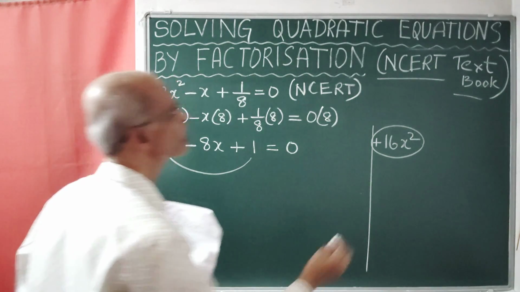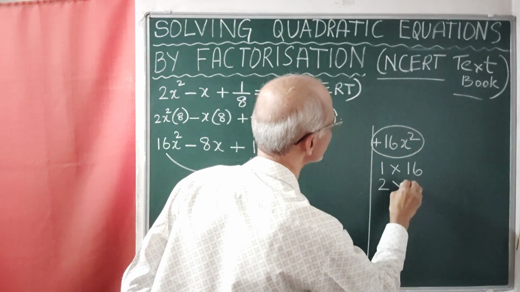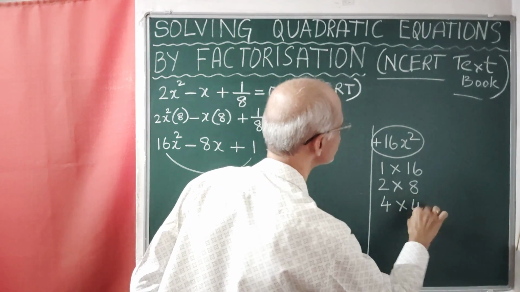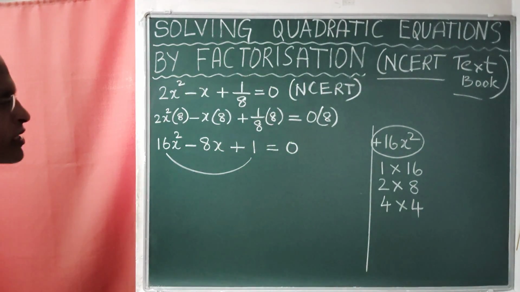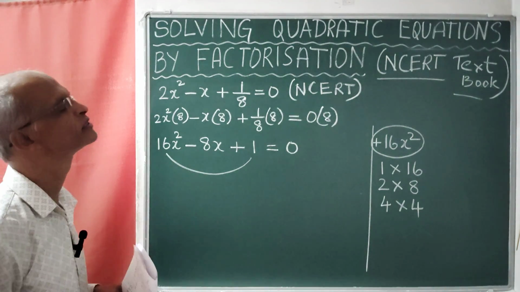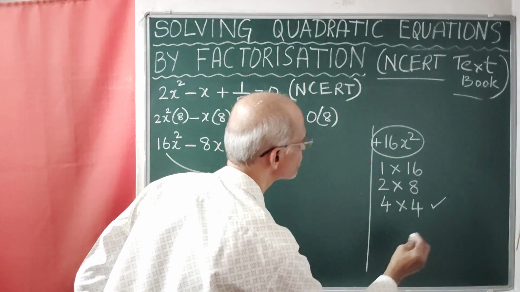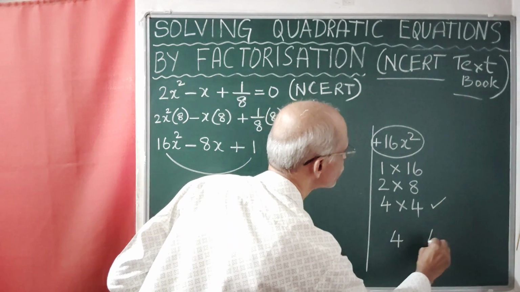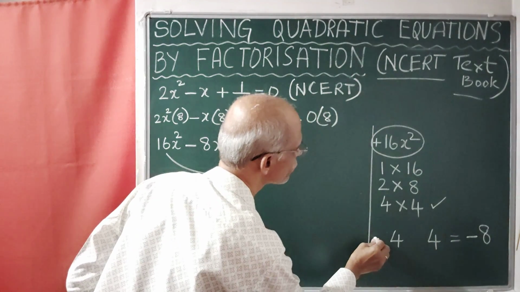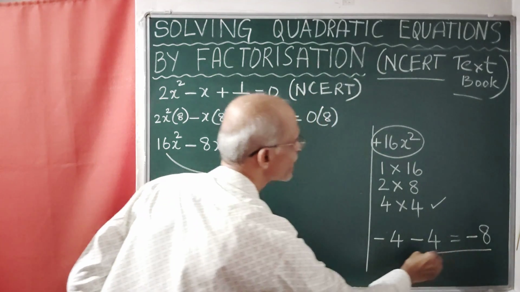So the factors of 16 are 1 sixteens are 16, 2 eights are 16, 4 fours are 16. So I got 3 pairs of factors there. Which pair will give me 8? This pair will give me 8. But I want minus 8. So I have to give minus for both. So minus 4 and minus 4, I will get minus 8.